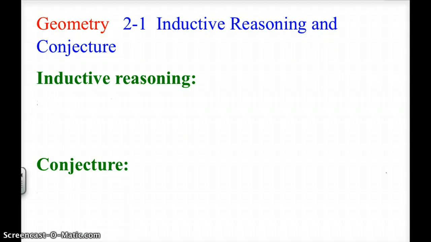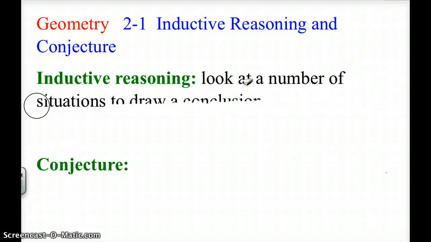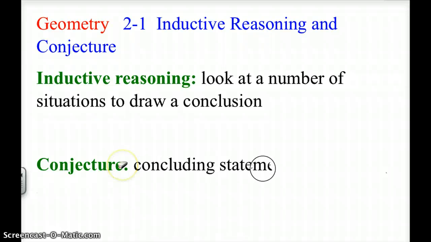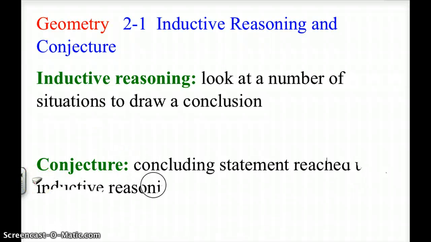We're starting chapter 2 today, and we're going to start with section 2-1, which is on inductive reasoning and conjectures. Let's first define what inductive reasoning is. It looks at a number of examples or situations and comes up with a conclusion. That conclusion is called a conjecture. So the concluding statement that you reached using inductive reasoning is called a conjecture.